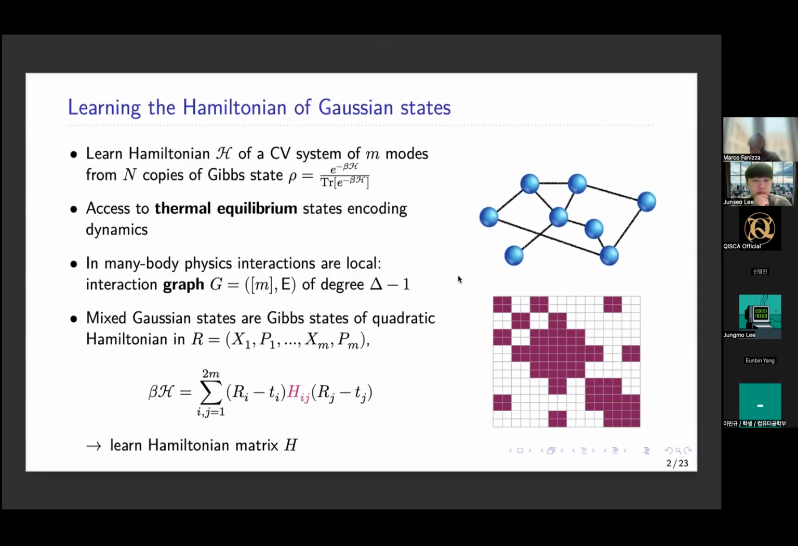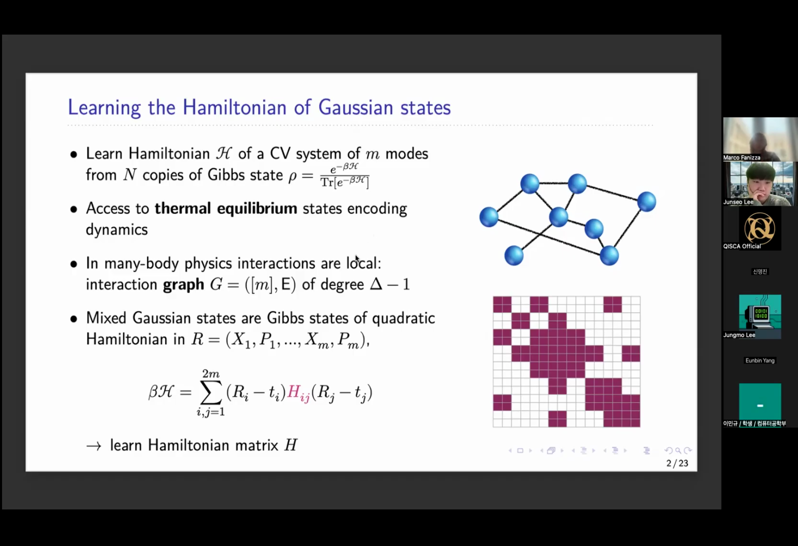And in this work, we want to learn the Hamiltonian of a continuous variable system of m modes, a finite number of modes, given n copies of the corresponding Gibbs state, just this expression. And this model represents access to copies of thermal equilibrium states, encoding the dynamics, so that by collecting statistics of measurements on these states, we can reconstruct the dynamics of the unknown system.